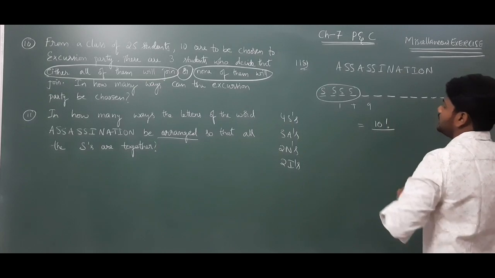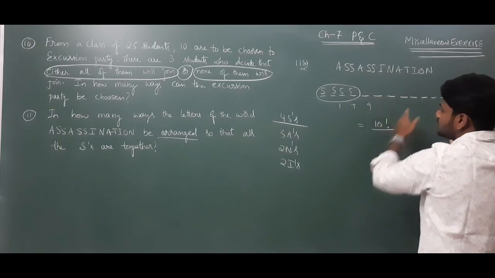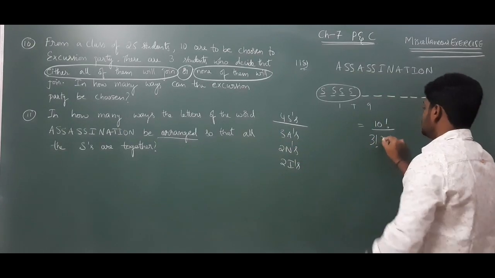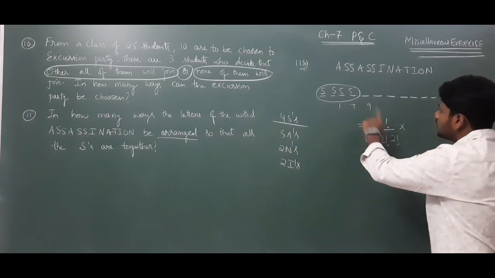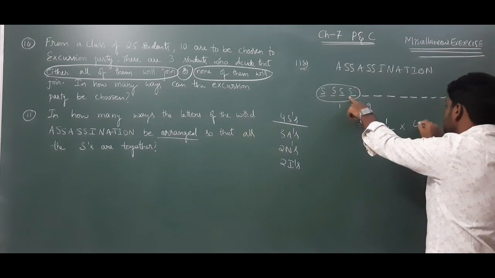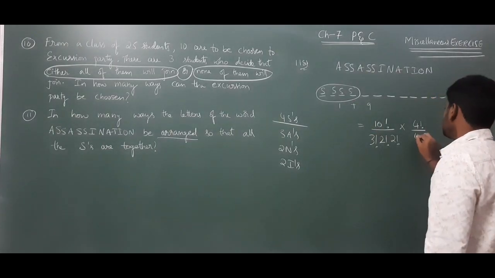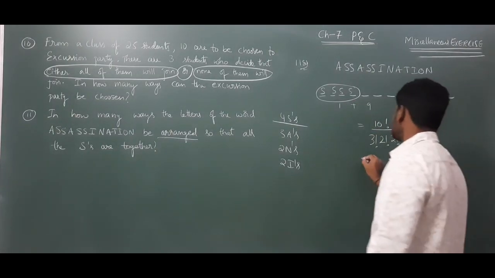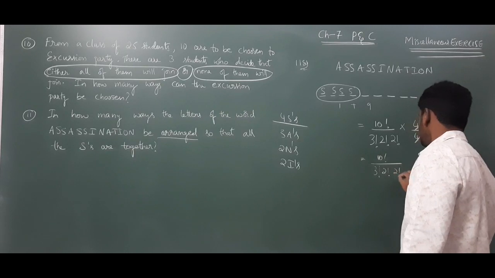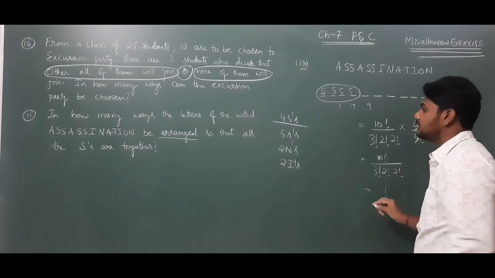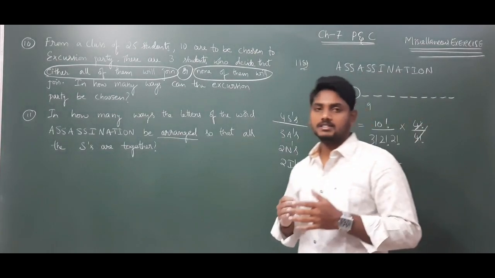So 10 factorial divided by, are there any repeated letters here? Yes, except these S's. What are the repeated letters here? 3 A's are there, 3 factorial, 2 N's are there, 2 factorial, 2 I's are there, 2 factorial. Now the S's: how many places do we have? 4. So 4 factorial, divided by, S's are repeated 4 times, so again 4 factorial. These two will be cancelled. So 10 factorial by 3 factorial into 2 factorial into 2 factorial. If you simplify this, you will get the total number of arrangements we can do using the word ASSASSINATION so that all S's are together.